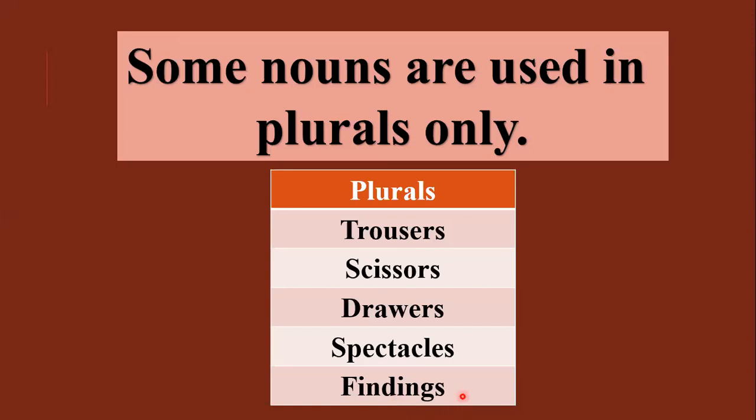Findings. The findings of the ancient times are very useful nowadays. So the findings of the ancient time, that is findings, it won't be the finding. It's always written in plural form. Is that clear, children? Any questions so far? Anybody?